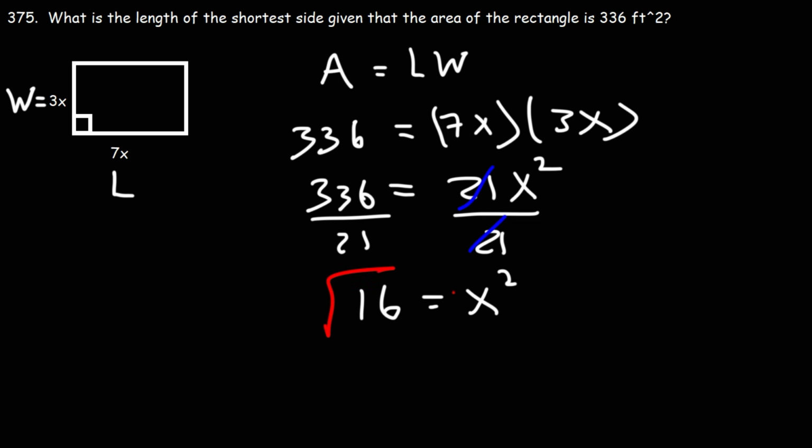So to get x, we need to take the square root of both sides. The square root of x squared is x. The square root of 16 is 4. So x is 4. Now that we know that, we can find the length and the width.